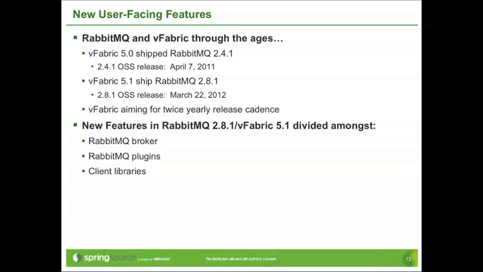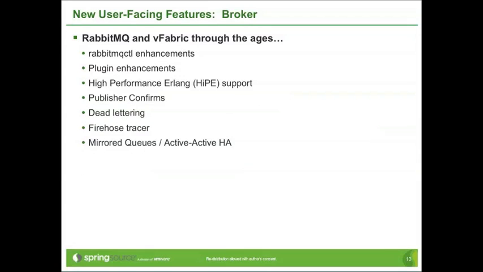And so the new features in the new version of Rabbit and the new version of vFabric are spread among the broker itself, the plugins included to extend the broker's behavior, and the client libraries. So with that out of the way, let's start looking at what's gone on in the broker since the previous presentation. First off, the RabbitMQ control command, which is the Swiss Army knife of operating and administering Rabbit, much as Apache control or Tomcat control are to those web servers, has got a few new enhancements. There are many enhancements in how Rabbit handles plugins. We now support high-performance Erlang, which may be of interest to certain types of applications.